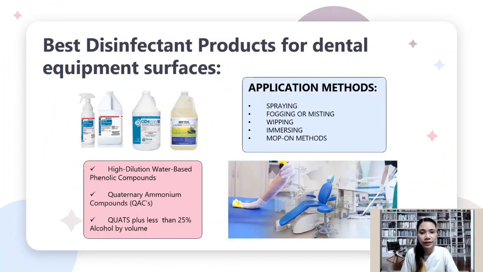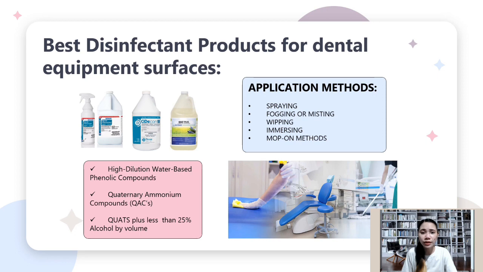For effective cleaning of the dental unit on a daily basis, it is important to choose disinfectants with appropriate action times, whether rapid or more prolonged, based on the specific requirements of the equipment involved. So, it is advisable to use mild products with a prolonged action effective against organic material, like the high dilution water-based phenolic compounds, the quaternary ammonium compound, Quartz Plus, and less than 25% alcohol by volume. The application methods may involve spraying, fogging or misting, wiping, immersing, or even a no-touch method.